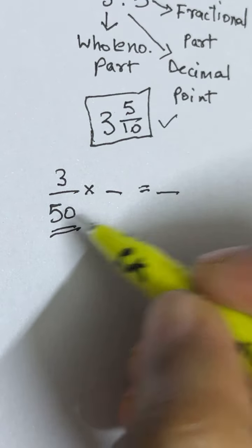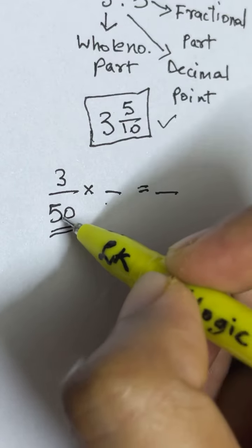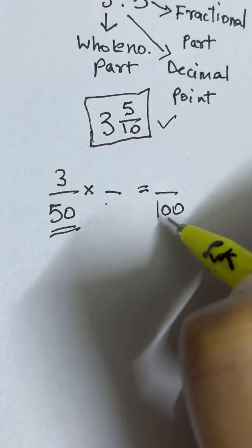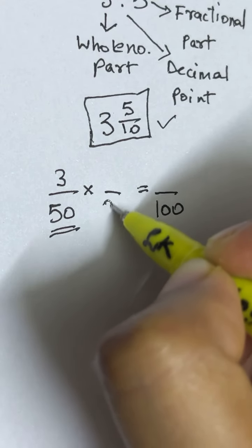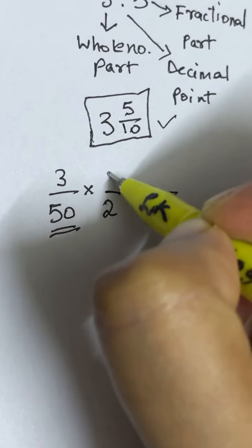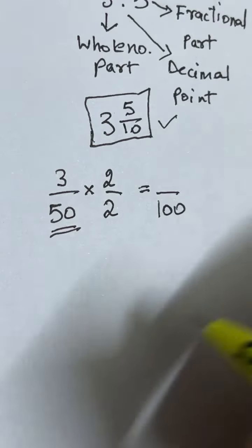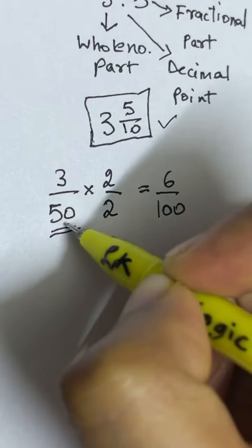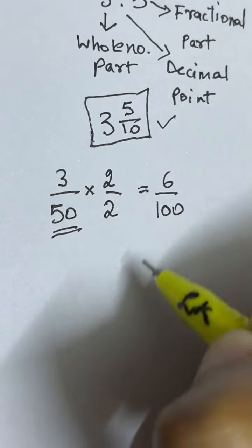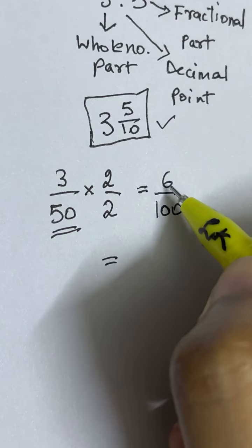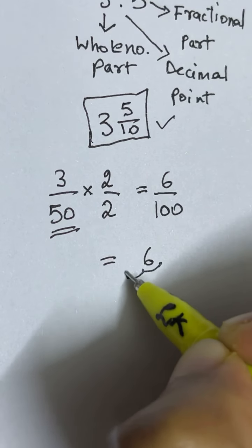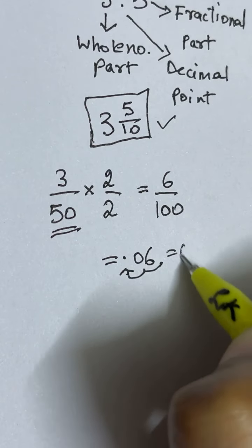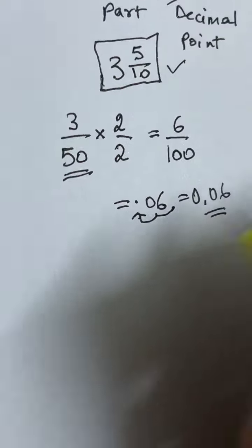Now we need to convert 50 to a multiple of 10, that is 100. What are we going to multiply 50 by? 50 times 2 will give us 100. So the same thing you have to multiply here, a one whole, 2/2. So 3 times 2 gives you 6, and 50 times 2 gives 100. That means it is 6/100. So we write the numerator, put a decimal towards the right, move 2 slots towards the left, and that's your answer, 0.06.